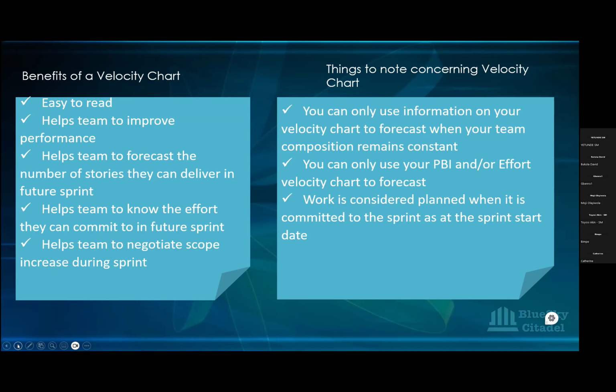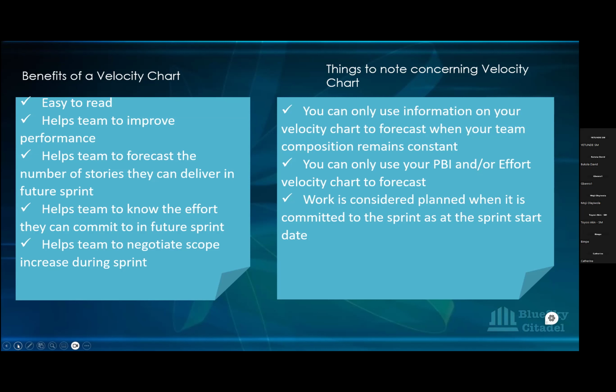Okay. So you need to know that for you to rely on what your velocity chart is telling you, it has to remain constant. That's when you use what is on it. Once there is deviation from that constant composition, then you want to reduce that, but you will be able to explain it to both your team members and also the product owner.